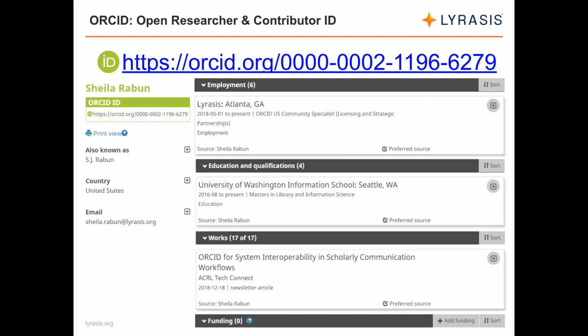It has information about my name, other names that I'm known as, other disambiguating information about myself, including things like employment, education, works, funding, and there are some other new fields in ORCID records as well for things like appointments and memberships and even research resources, so things like labs and equipment and even collections that may have been used over the course of research. So that's the basics of the ORCID ID and ORCID record.